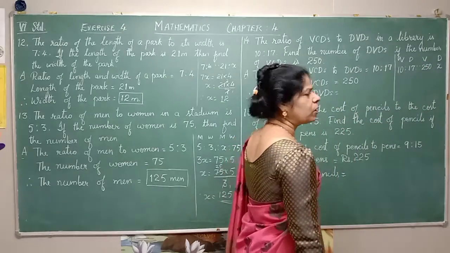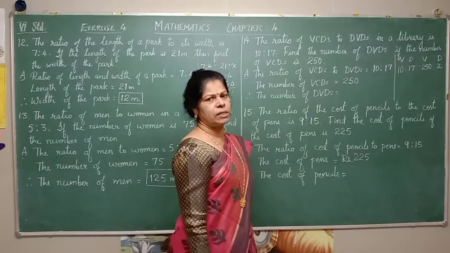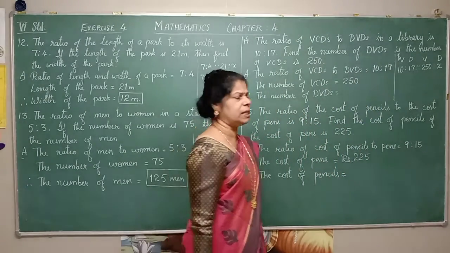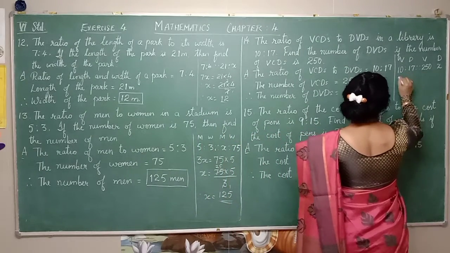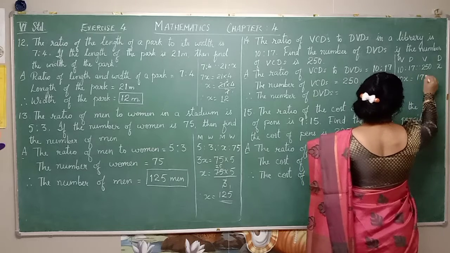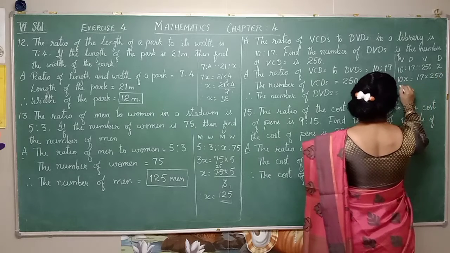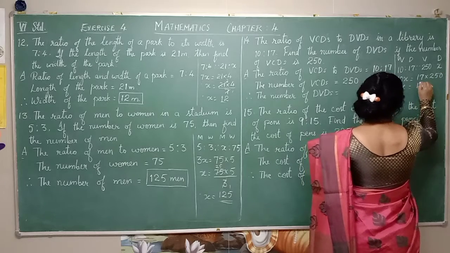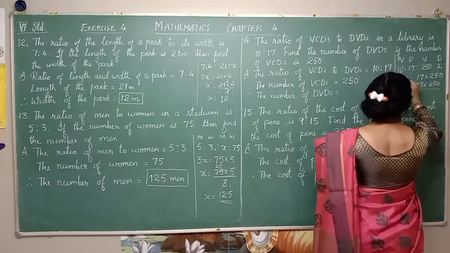Clear? So what you have to do now? The product of extremes is equal to the product of means. So we write 10X is equal to 17 into 250, or 250 into 17. Understood? And the next step will be X is equal to 17 into 250 by 10.